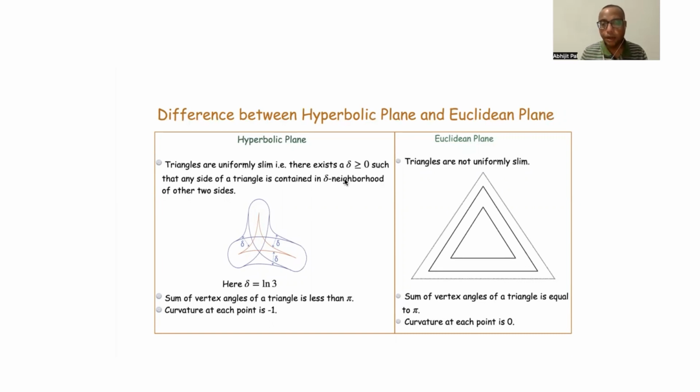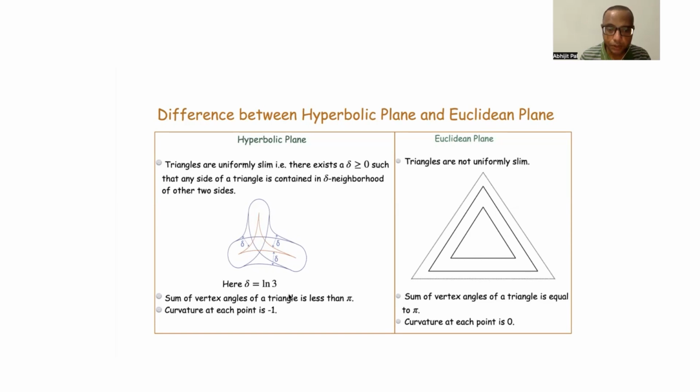If you take the upper half plane or the Poincare disk, so this delta is equal to log 3. In Euclidean plane, triangles are not slim. So the triangles are here very fat. By fat, I mean these triangles are getting bigger and bigger in this Euclidean plane.